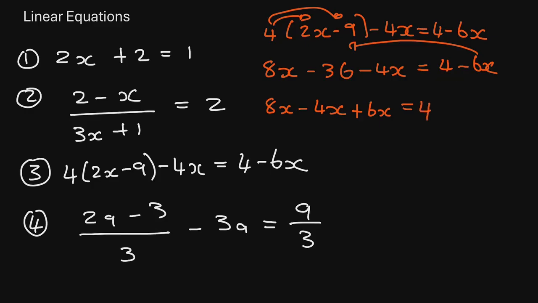And then we move everything that does not have x. So that means now we are going to move this 36 here. So the 36 was negative 36. So when we move it to the other side, when it crosses the equation, it becomes positive 36. And then that is called transposing. So now we can just add these like terms here. We say now 8 minus 4. 8 minus 4 is 4. And then 4 plus 6, that's going to give us 10x. And therefore, on this side, we have 4 plus 36. 4 plus 36 is going to give us 40.